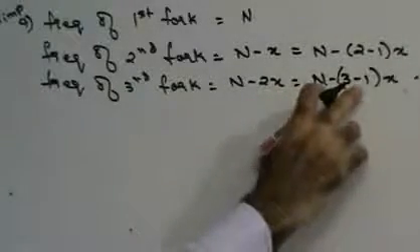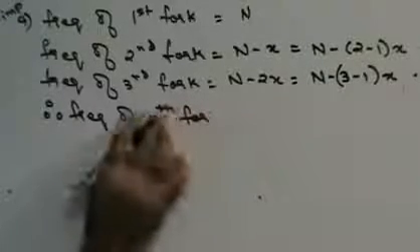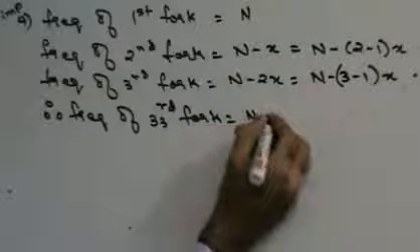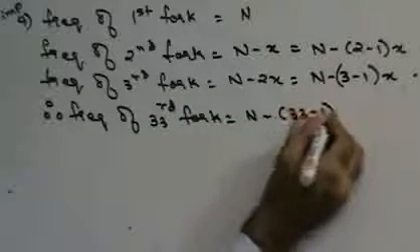If the frequency of the second fork is n minus 2 minus 1 into x and the frequency of the third fork is n minus 3 minus 1 into x, I can therefore say that the frequency of the nth fork, no, here they give you 33. The frequency of the 33rd fork is going to be n minus 33 minus 1 into x. That gives me the frequency of the 33rd fork.